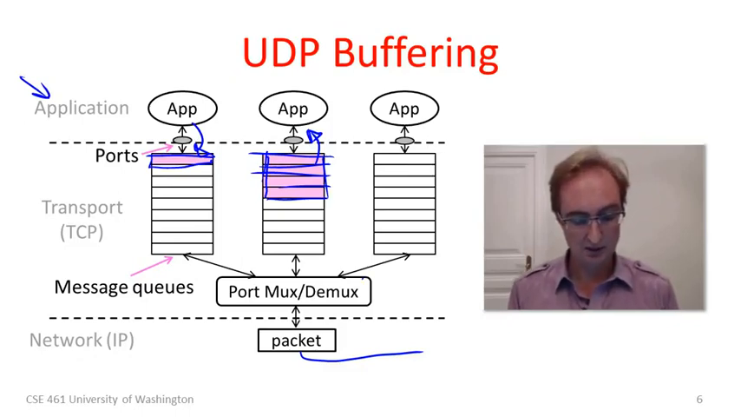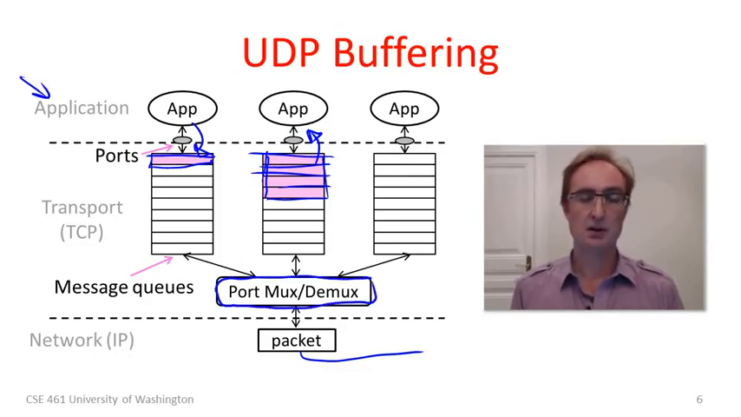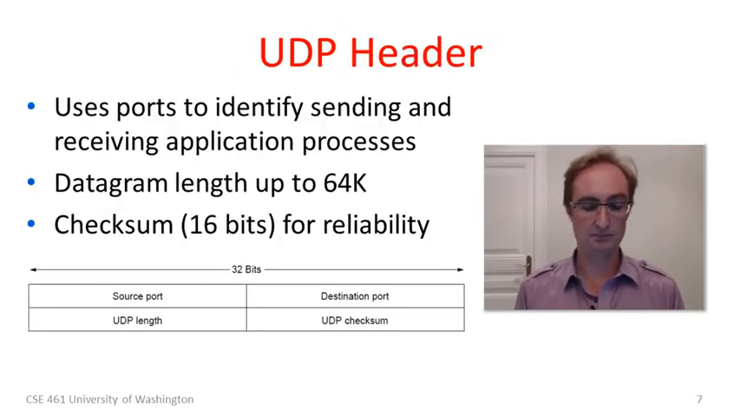Down the bottom here, this block saying port mux demux is simply the multiplexer and demultiplexer, which is using the port information when you get a segment in to assign it to the right queue. And vice versa, taking segments from all of those queues and sending them out into the network.